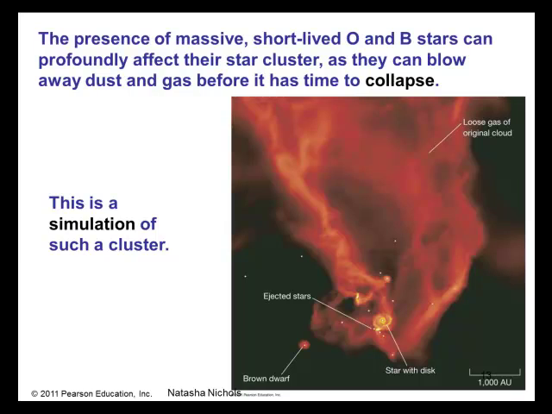The presence of massive, short-lived O and B stars can profoundly affect a star cluster. And that's because as they blow away dust and gas, they can do that before it has time to collapse. So this is a nice picture of a simulation of such a cluster.